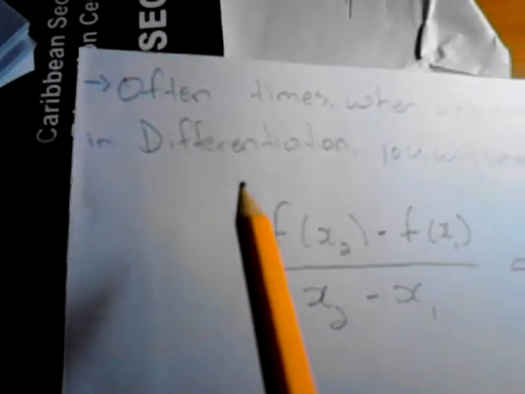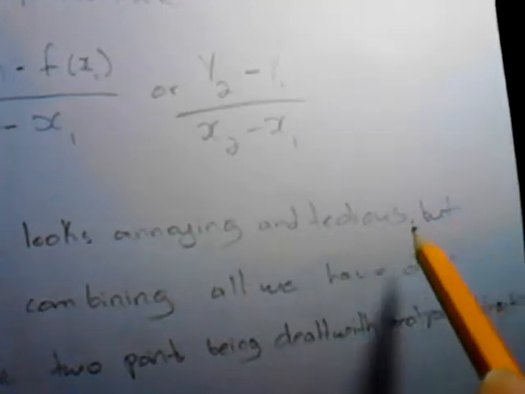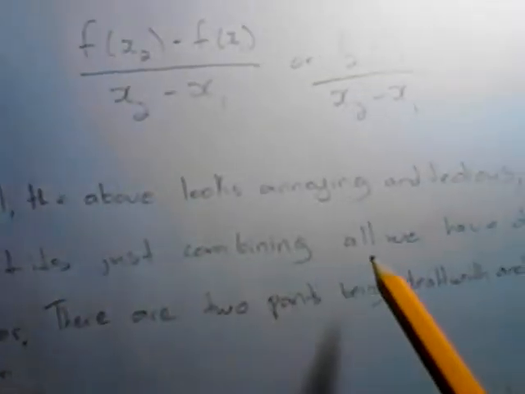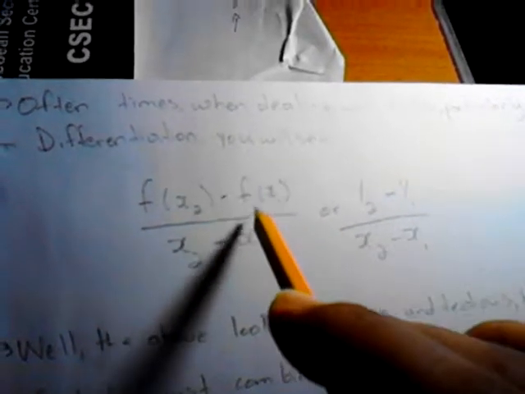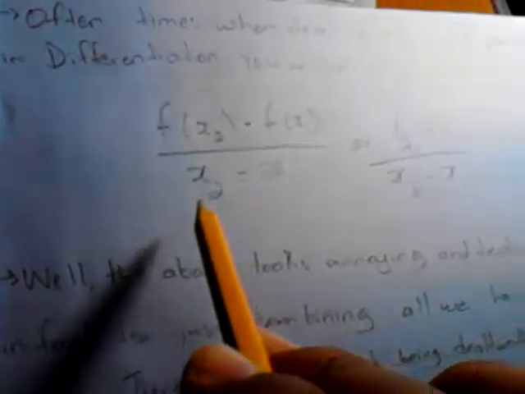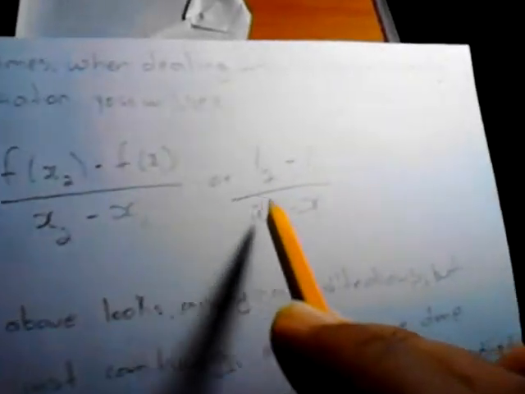Oftentimes, when dealing with calculus, particularly in differentiation, you will see stuff like this. And I know this looks very confusing. Well, the above looks annoying and tedious, but in fact it's just combining all we have done so far. There are 2 points being dealt with, and you subtract them. Like on the previous paper, there are 2 points and you subtract them. So imagine this was the 4 and this was the 2 for the vertical line, or the rise. You subtract them. This is the 2 points on the horizontal line. You put them together, you subtract them, and likewise.